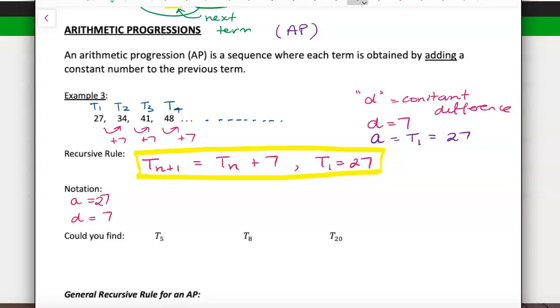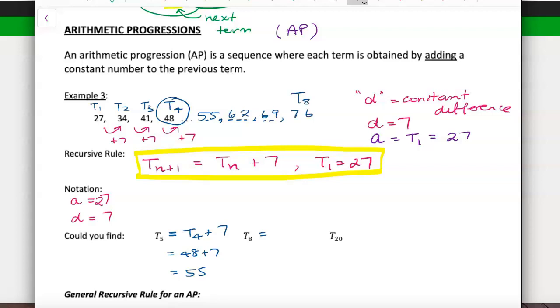We can then use this to find term 5. It's quite easy to find term 5 if we know term 4, which we do. So we can simply say 48 plus 7 is 55. Now to find term 8, we could continue our sequence saying 55 and adding 7 more on. That's going to be 62 and then 69 and then 76. So we could get to term 8 that way.